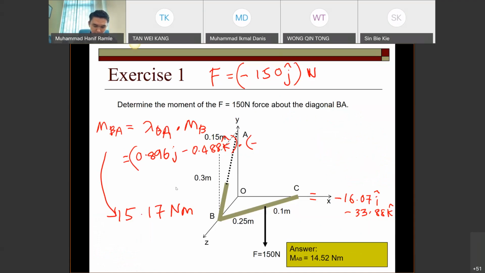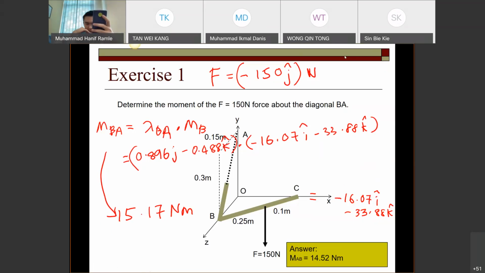Okay, so the MB is negative 16.07 i minus 33.88 k, and you will get the answer. Okay, so everyone, do you get the answer? It should be k only, 0.488 times 33.88.